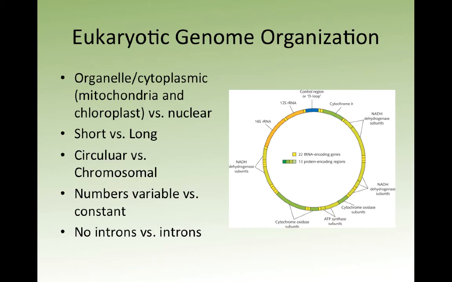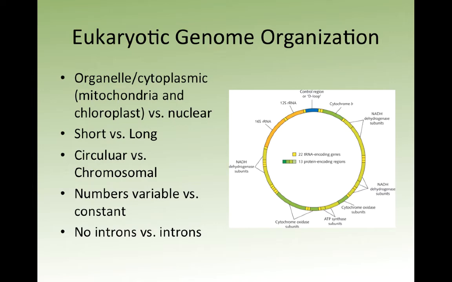The other thing about these genomes is you'll notice that for the circular genomes, the numbers are variable. So some cells have more mitochondria than other cells, and some cells have more chloroplasts than other cells. For instance, muscle cells have a lot more mitochondria than fat cells, whereas the nuclear genome is pretty much constant among all cells. There's only 2 copies of that nuclear genome in each cell. 2N, in other words, one copy of each set of chromosomes.